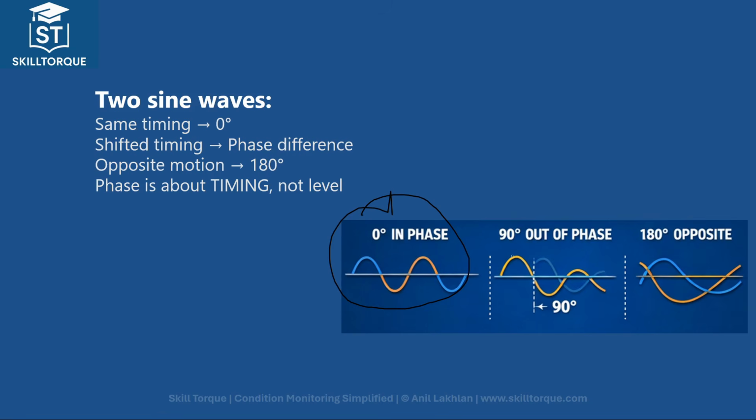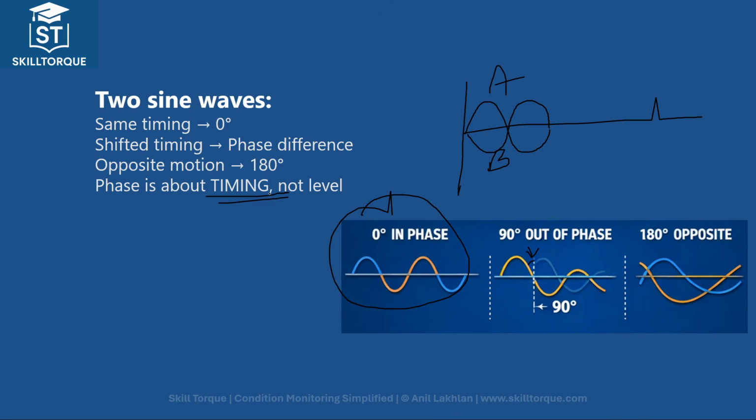And if one wave starts later compared to the other one, then we can say these two signals have some phase difference. In the same way, if one wave is exactly opposite of the other, that means these two signals are out of phase. So overall, phase is not about the magnitude or the amplitude of the vibration. It's all about the timing.